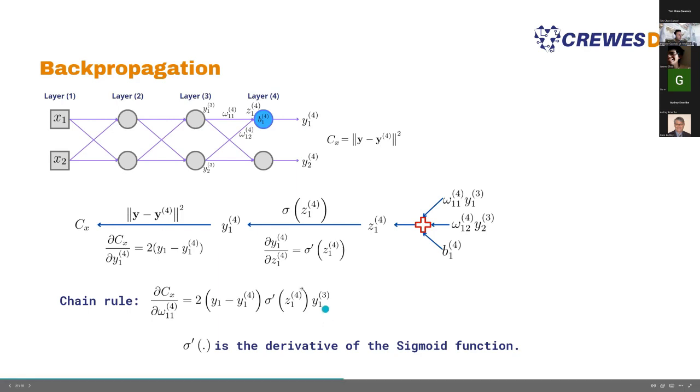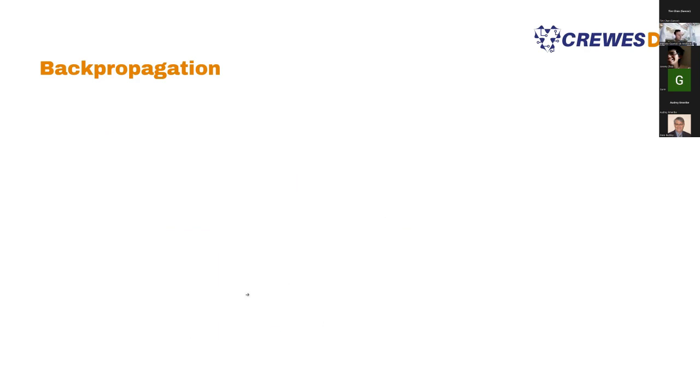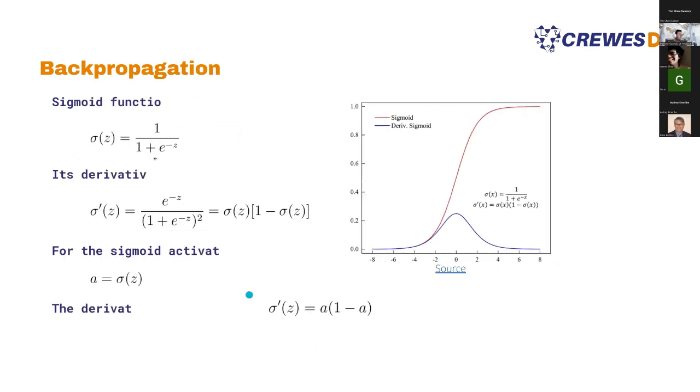Now, let's calculate what the derivative of the sigmoid is. When you do some calculus, you're going to see that it's the sigmoid times 1 minus the sigmoid. That's when you use calculus 1 to calculate the derivative. So basically, if our sigmoid is called A, in our case, it's going to be y14. So it's going to be y14 times 1 minus y14.